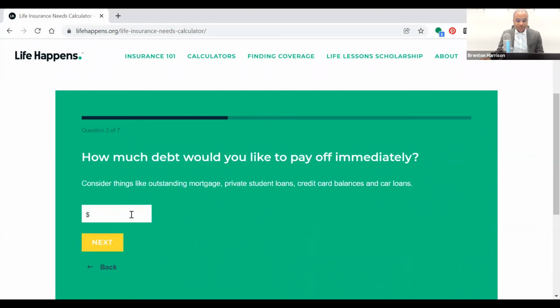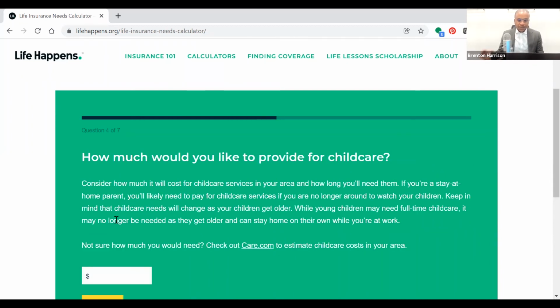How much debt would you like to pay off immediately? I believe in our example, we used $50,000. It says, how much would you like to provide for childcare? Now, later on in these, I've done this calculator before, not for this example, but I've used their calculator before. It will ask a specific question about college funding. It'll ask how old his kids are, what state they live in, and if they plan to go to public or private school. But depending on the state, depending on if you choose public or private, that can wildly skew the numbers.